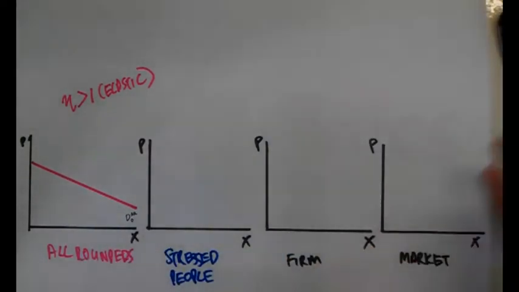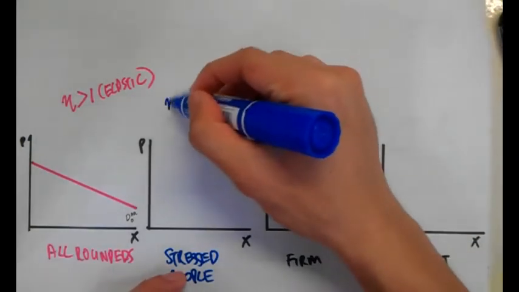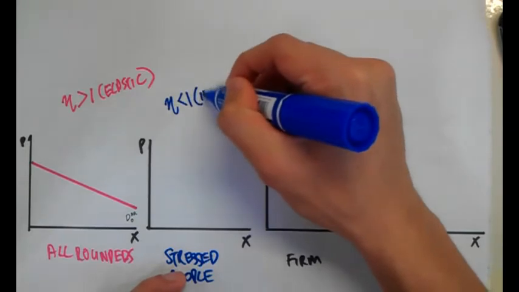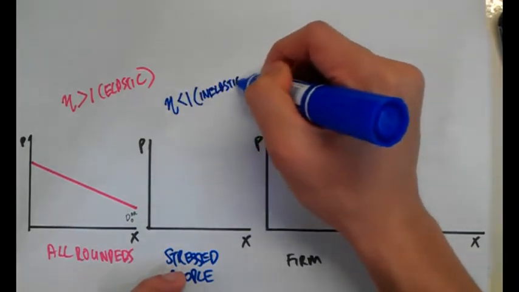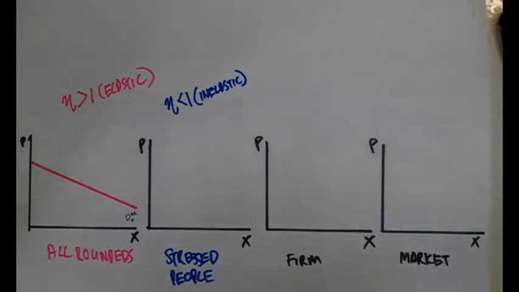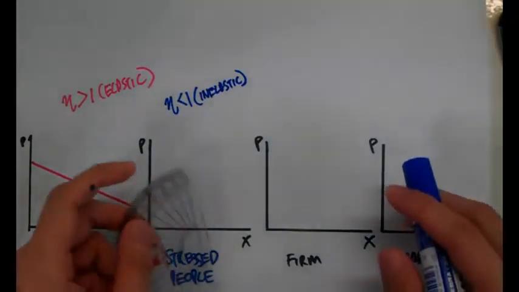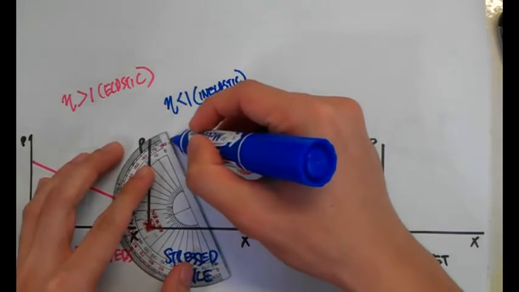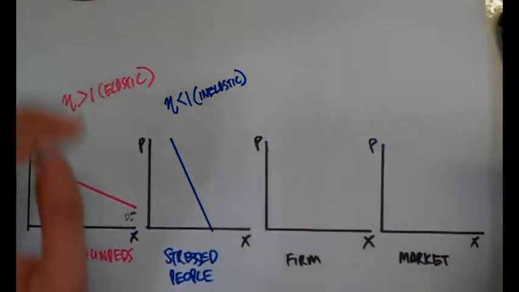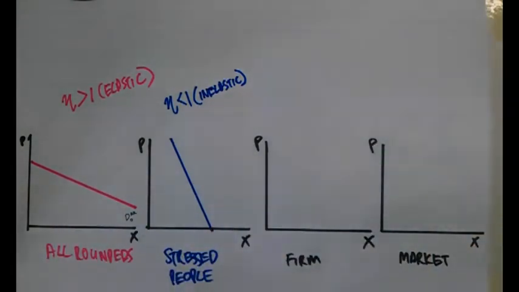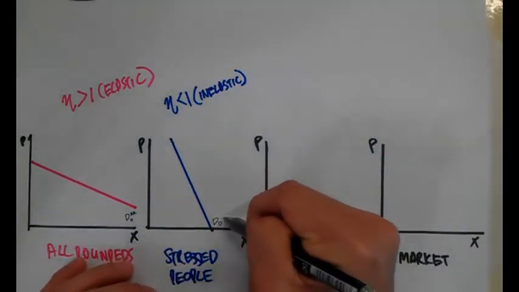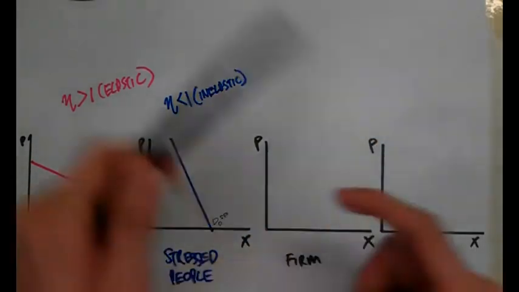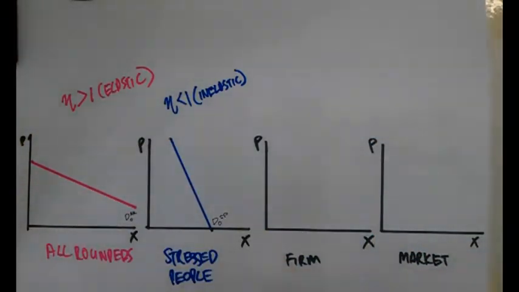Now I'm going to draw the demand curve for the stressed people, who are said to have an elasticity of less than 1, which means that this is inelastic. It also says that they are a bigger group than the all-rounders. So I'm going to draw a demand curve that is inelastic, so we know that it is going to be steep, something like this. I'm going to denote this as D naught SP, the initial demand curve for the stressed people.